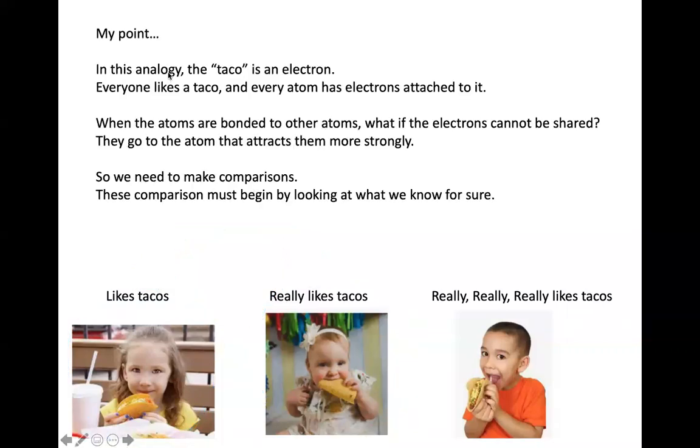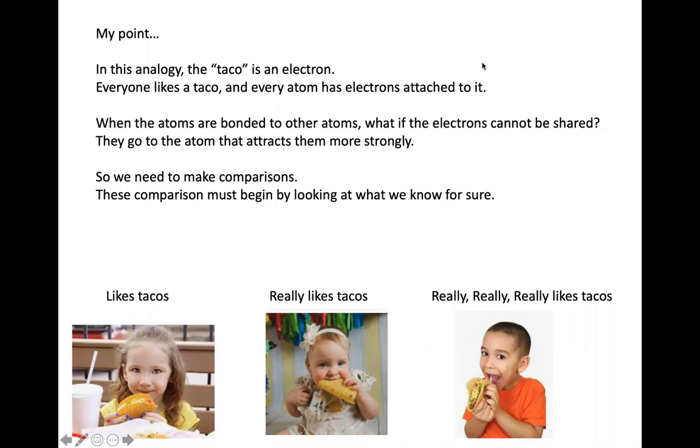So if I were to now take this away from tacos, in this analogy, the taco is obviously an electron. Everyone likes a taco, and every atom, the electrons are attached to it. Okay? Opposites attract. The electrons are attached to the atoms. But when the atoms now are bonded to other atoms, what if you can't have the electrons being shared? If instead you got to steal the taco, you got to steal the electron, where does it go to? Well, you need to make comparisons. And that's why I brought up that idea of electronegativity. It allows us to make some comparisons.